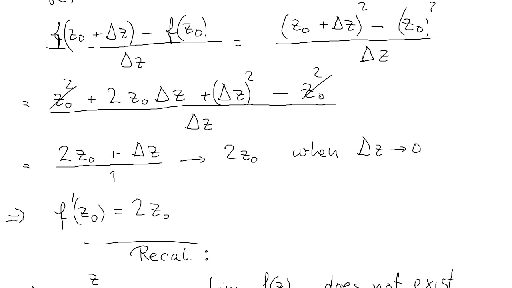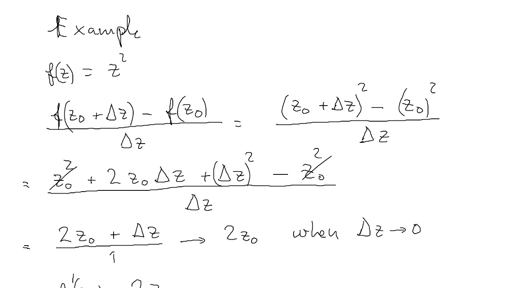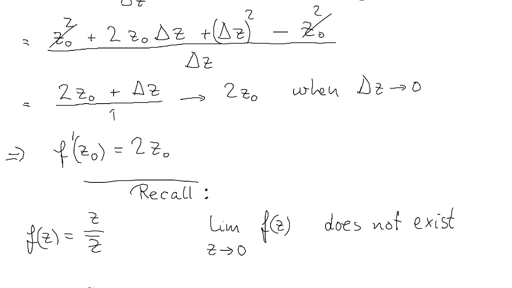This does not come as a surprise, because we know that in the real case, when we have f(x) equal to x squared, the derivative of this is equal to 2x. So it's not a surprise for us that in the complex case we have a similar result.